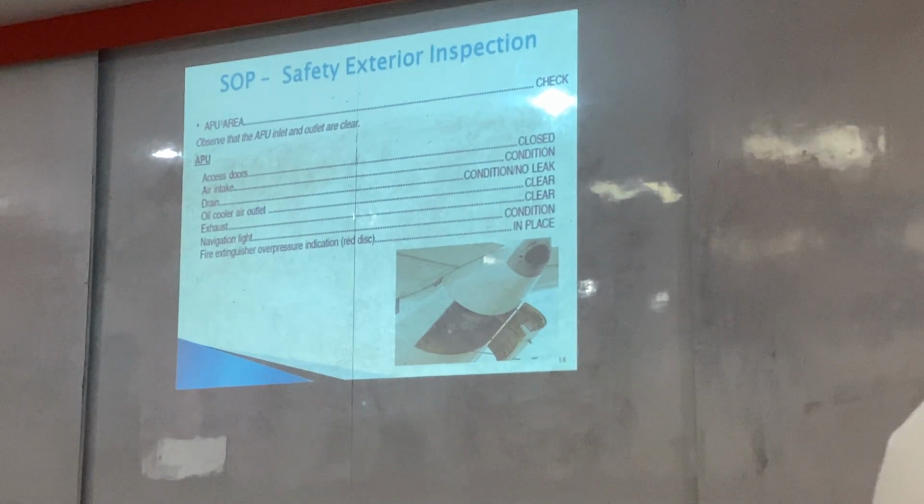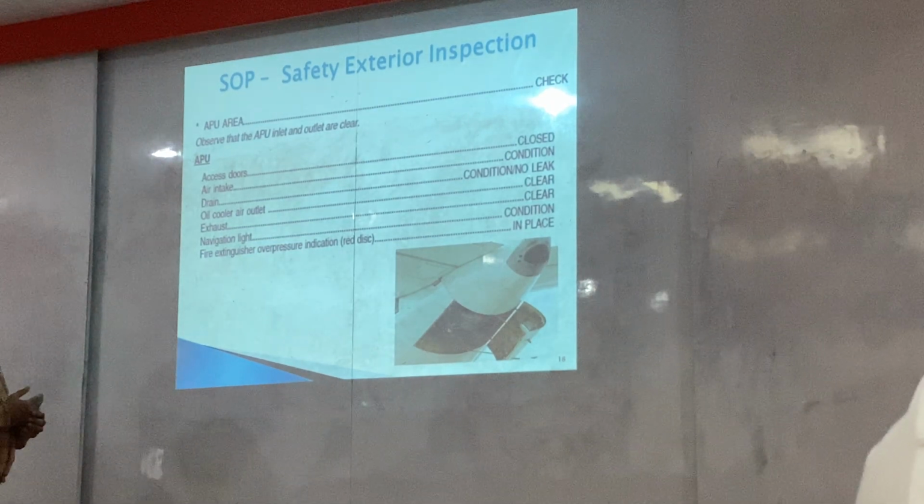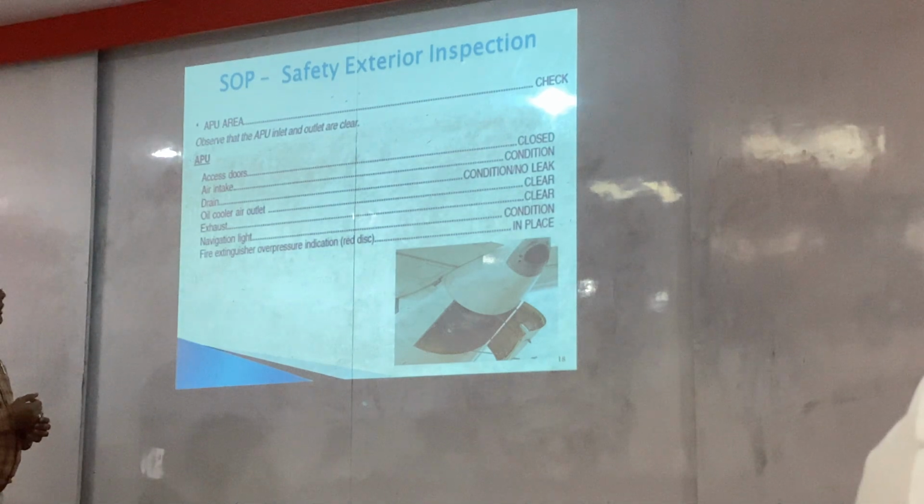SOP for exterior safety, exterior inspection for the APU. APU area check. Observe that APU inlet and outlet are clear. This is how the exterior inspection can be done. Access doors closed. Air intake condition. Drain condition, no leak. Oil cooler air outlet clear.